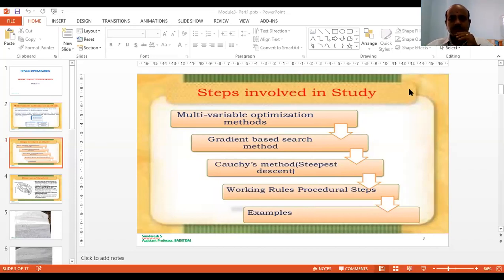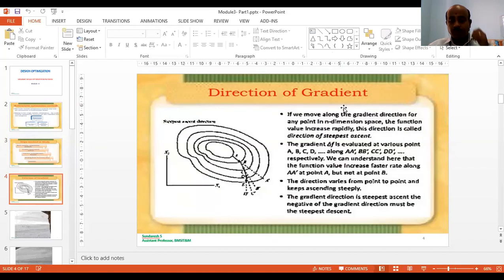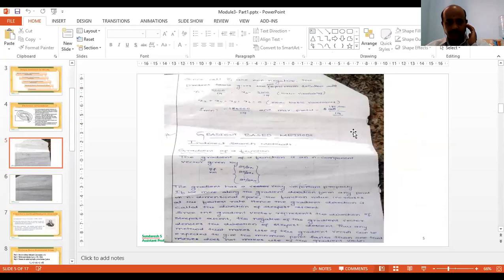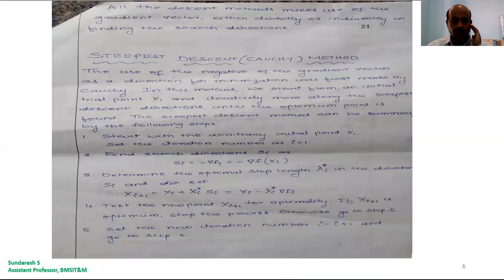So I think in the last class we just started with module three. I started with the concepts that we are going to discuss in module three, and also one important group of optimization techniques, the gradient methods. We discussed one important method called the steepest descent method, which is also called Cauchy's method. I will revise the steps involved in Cauchy's method, and later I will take up one problem with Cauchy's method.